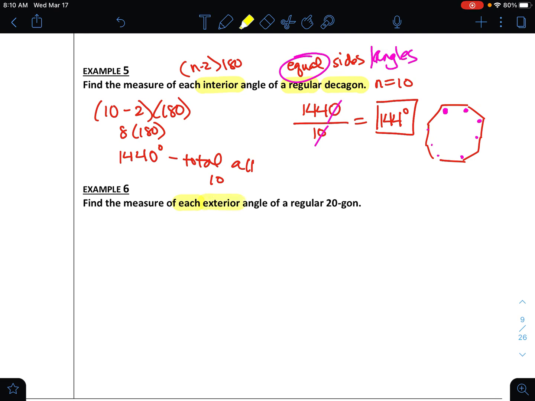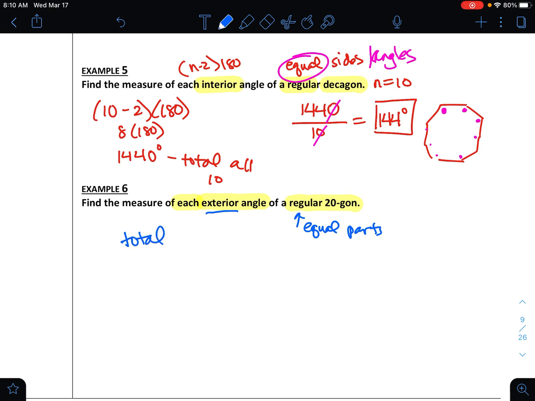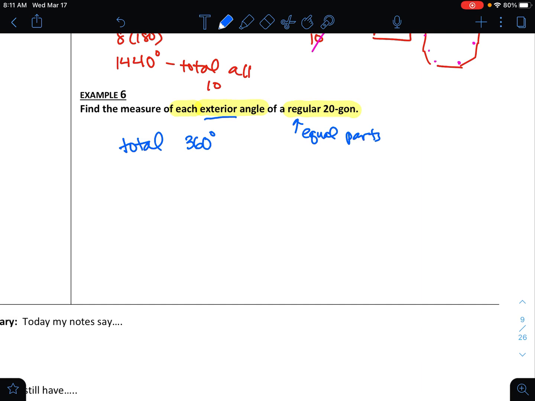Okay, I want the measure of each exterior angle of a regular 20-gon. So there's a couple ways to do this. I'm going to do the same process I did before. If I know what they add up to, then I can split them into 20 equal parts, okay? Because remember, this word means that you have all equal angles. So I'm going to just say equal parts because you can do sides or angles. Now, when I see the word exterior, I know that the total of all 20 is 360. Okay, remember there's no formula involved on exterior. So if they all add up to 360 and there are 20 of them, let's just do 360 divided by 20. And so that would give me 18 degrees.